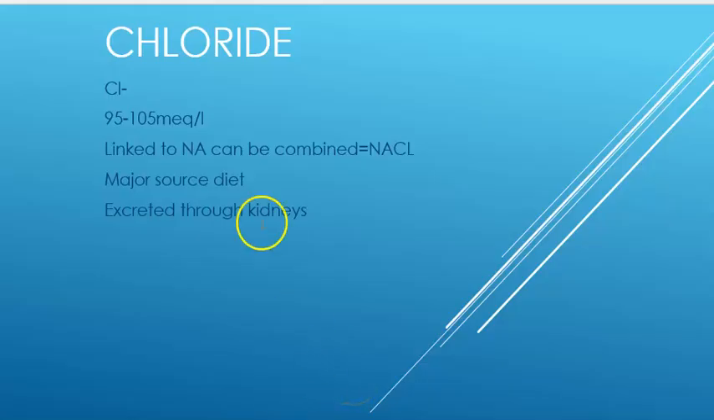Chloride is linked to sodium. It can be combined with sodium. We get most of it through our diet. It is excreted through our kidneys. Chloride also regulates acid-base balance, and it regulates osmotic pressure between your intracellular fluid and your extracellular fluid.